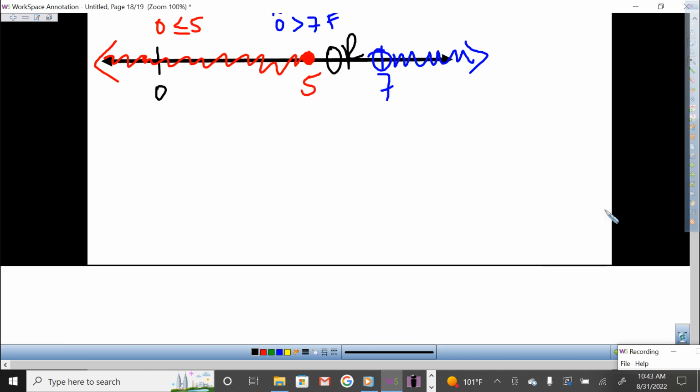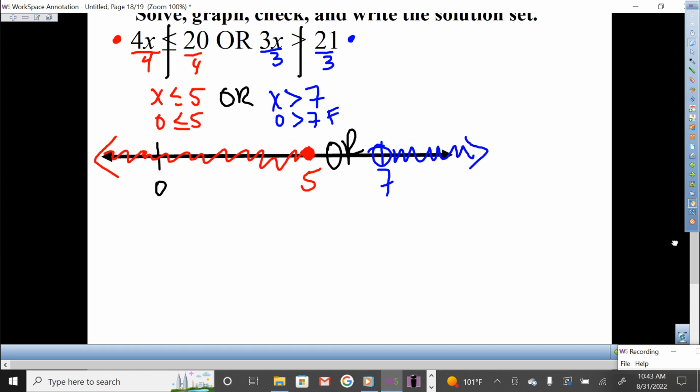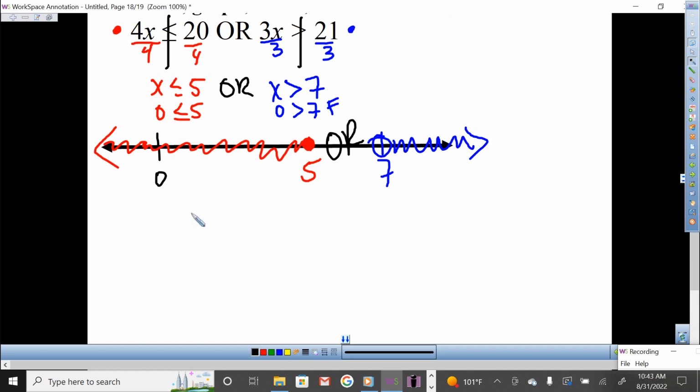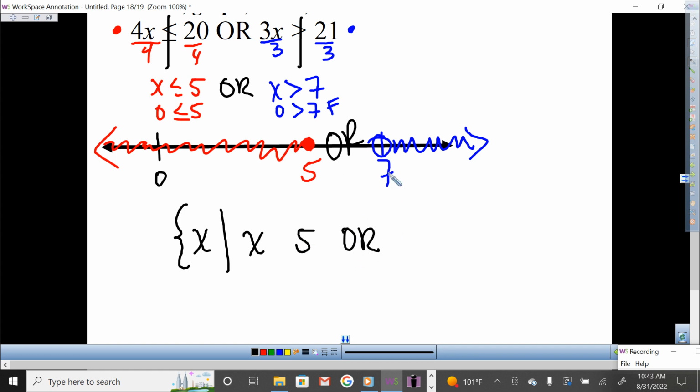Ready? Here it goes. I'm going to start with my solution set of x such that. All right. So I'm reading this graph from left to right. What's first? This shaded region. What does that represent? X. What's my dividing point for that one? 5. Then the word or. What's next? 7. And what is this? X. And then arrows to the left. Which one's a solid point? The 5. And there it is.